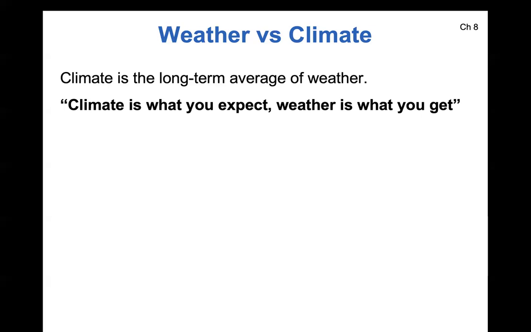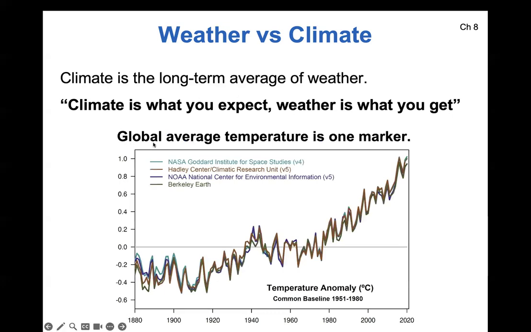This is a quote because it's not scientifically sound, so to speak, but it does capture the idea. Weather is a random event, climate is an average. So when we talk about the global average temperature, that would be a marker of climate. And the weather would be all this variation, the ups and downs, which is random, but then the trend is the climate. You can see it here, the temperature is trending upwards at a steady rate.